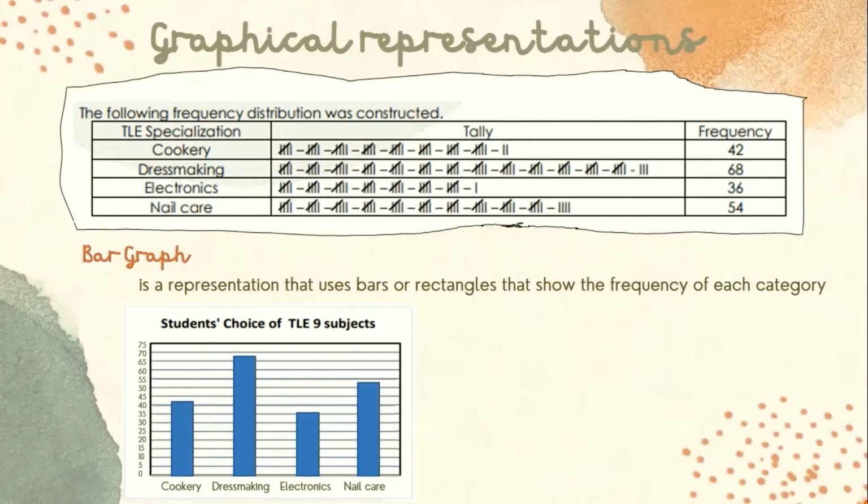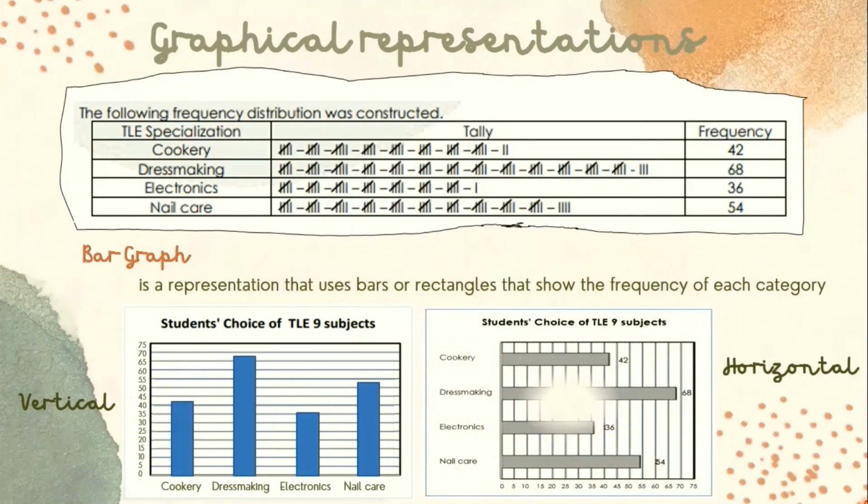Pansinin din natin for bar graphs na meron tayong spaces in between them. And these spaces must be equally apart. Ito na yung ating presentation of data for the given scenario doon sa ating TLE specialization. This is an example of a vertical bar graph. For bar graphs, we can also present it horizontally.